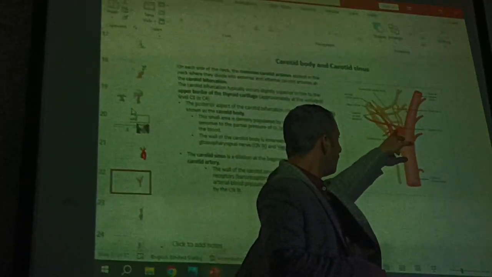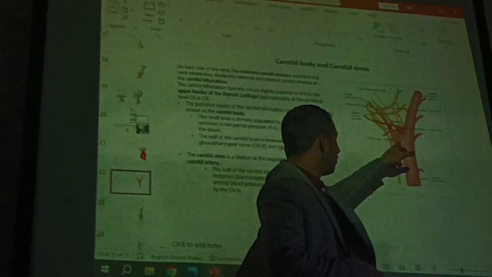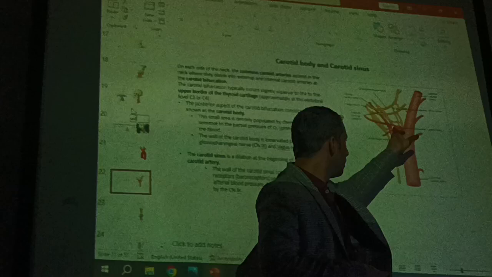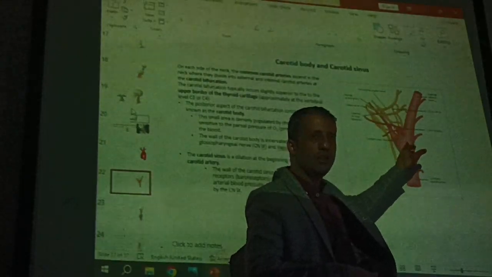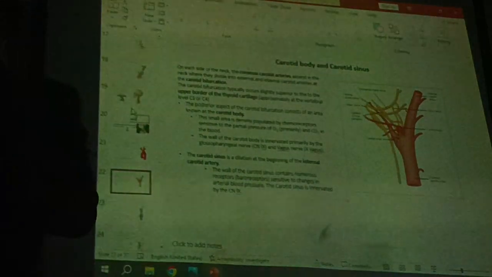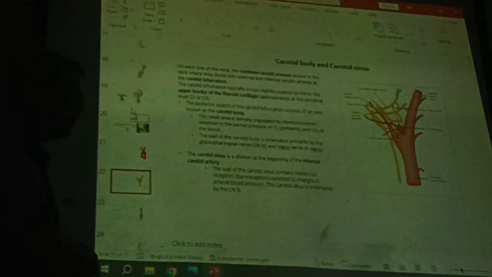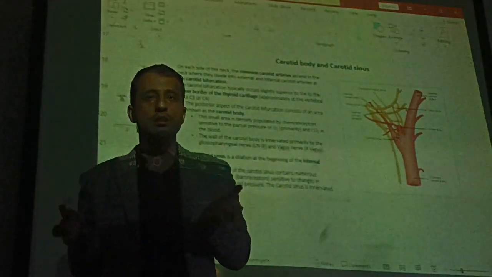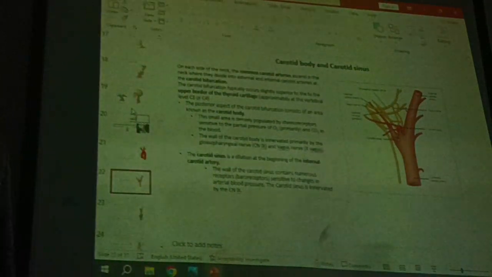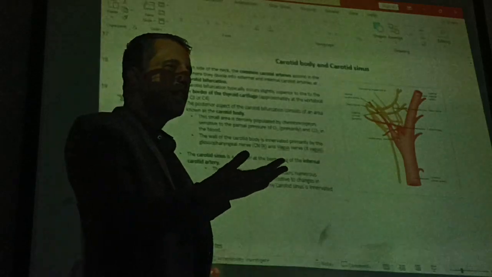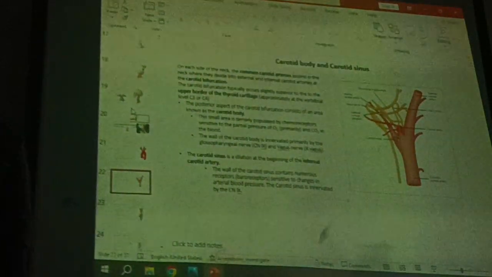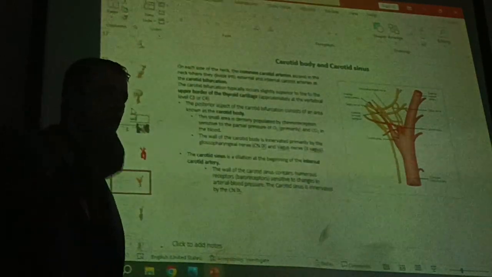Here, at the origin of the internal carotid artery, we have a dilation in the lumen of this artery. This dilation is named the carotid sinus. And what is the function of the carotid sinus? Baroreceptors. Yes, it has baroreceptors which are sensitive to the blood pressure.